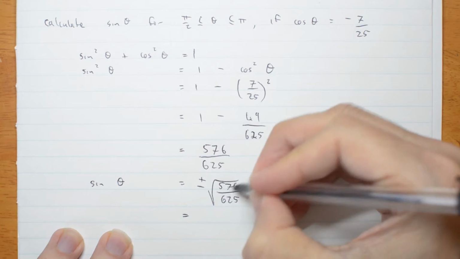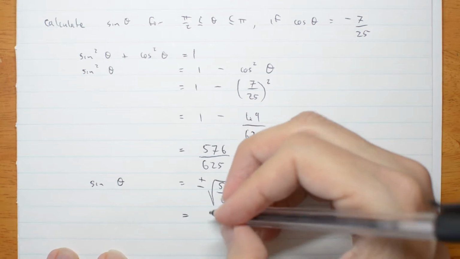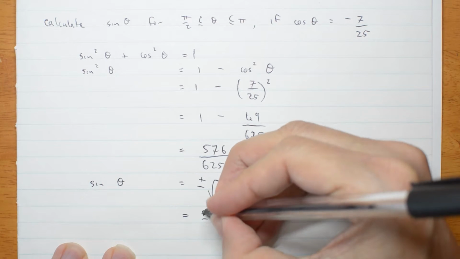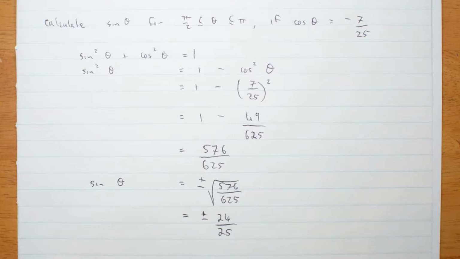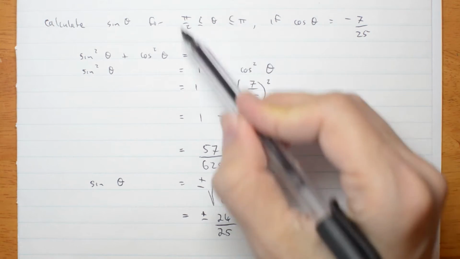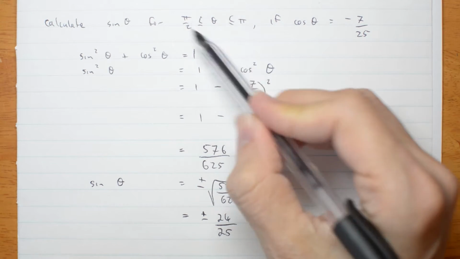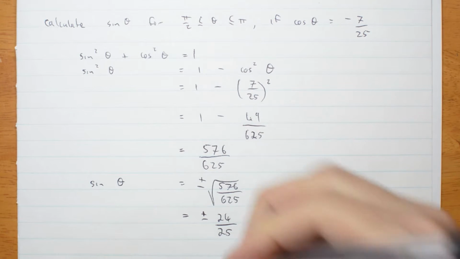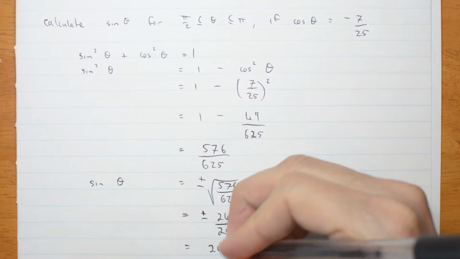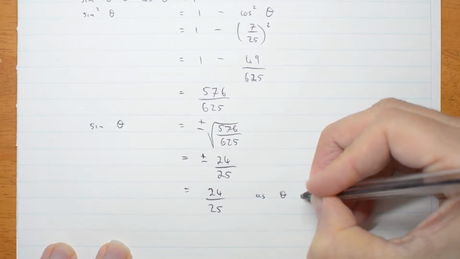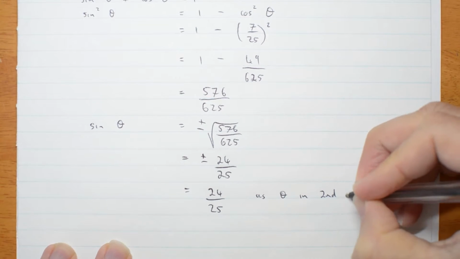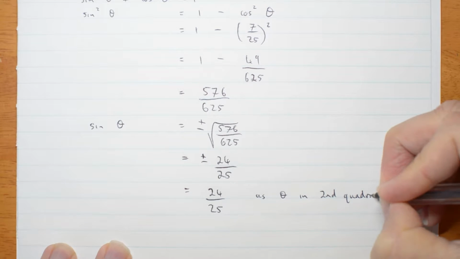And again, if you don't know your squares, get your calculator. Plus or minus 24 on 25. Now, is it positive or is it negative? Well, it's in the second quadrant, and sine is positive in the second quadrant. Therefore, 24 on 25 as theta in second quadrant.